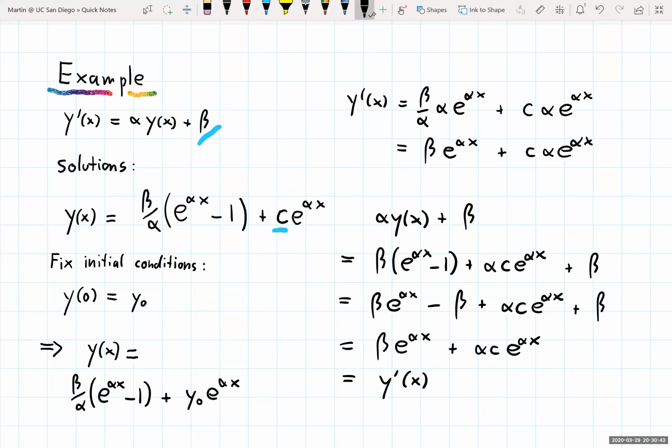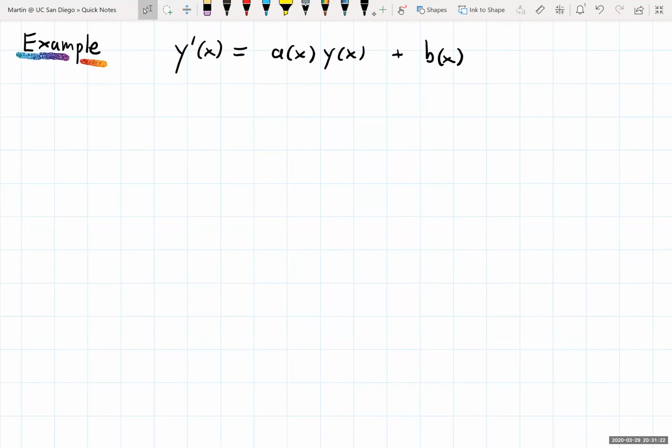Now all the examples we've seen so far involve differential equations with constant coefficients. But in fact, most differential equations that appear in physical modeling have coefficients that depend also on the variable x. So a differential equation where the coefficients depend on the variable x looks as follows. You can say, okay, the first derivative of our unknown function y of x should be the same as some function a of x times the function y of x itself plus the function b of x.